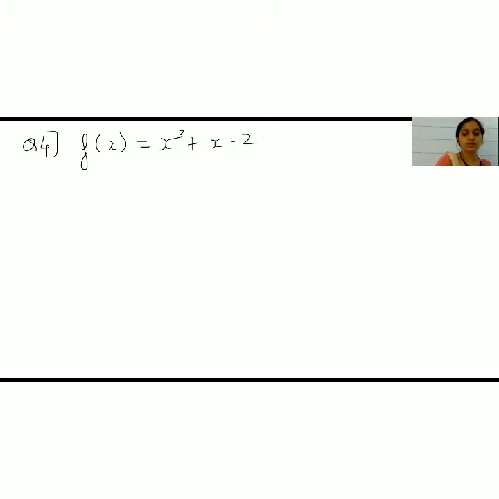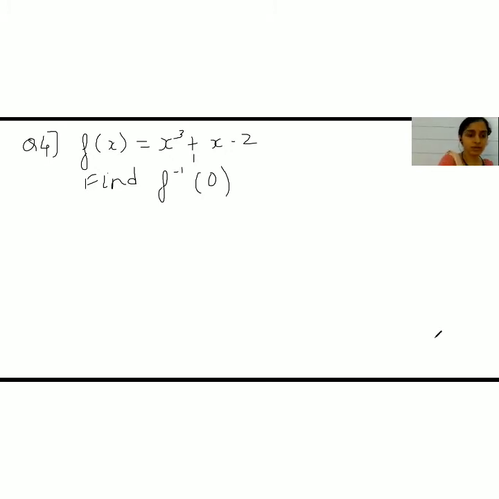And find f inverse dash of 0, they have said. So find f inverse dash of 0. That means dash means derivative, inverse derivative.